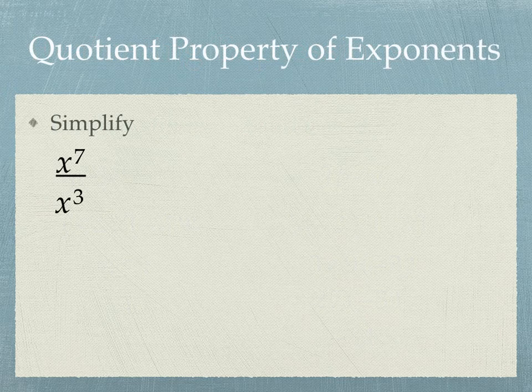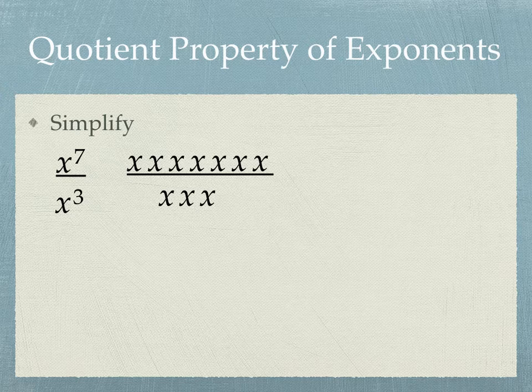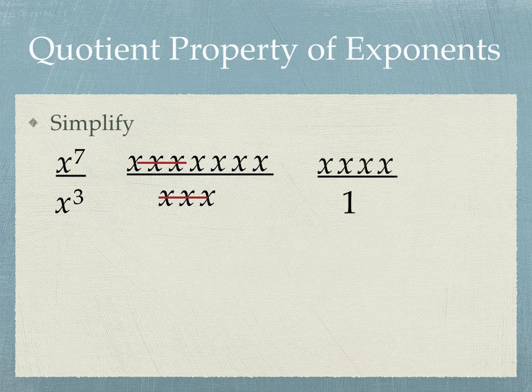Now the quotient property of exponents. So let's see if we can make sense of an expression like x to the 7th over x to the 3rd. The numerator would have x being multiplied by itself 7 times, and in the denominator x is multiplied by itself 3 times. So we can cancel out those 3 x's in both the numerator and denominator because they divide to equal 1. And this expression becomes x to the 4th.